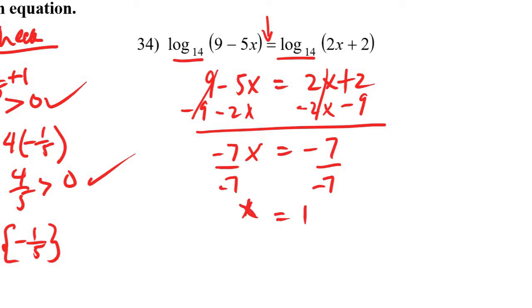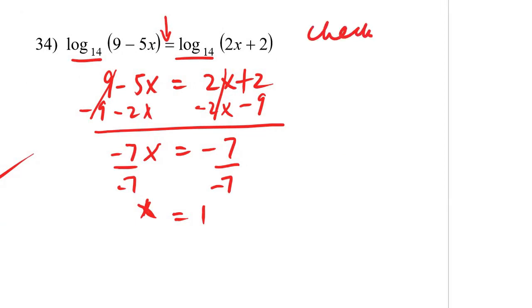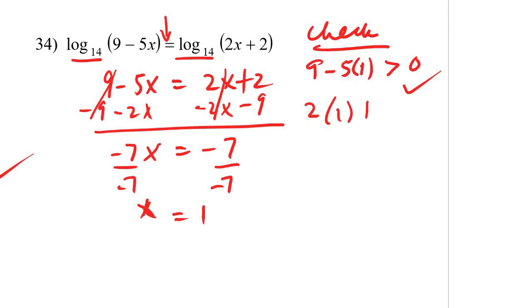Okay, I am not done. I need to go check the input. So I'm going to check the input first. Okay, so I have 9 minus 5 times 1. That's bigger than 0 because 9 minus 5 is 4, which is greater than 0. So it checks. Here is another one. 2 times 1 plus 2. That's 2 plus 2, that's 4. 4 is greater than 0, it checks. So my answer is correct.